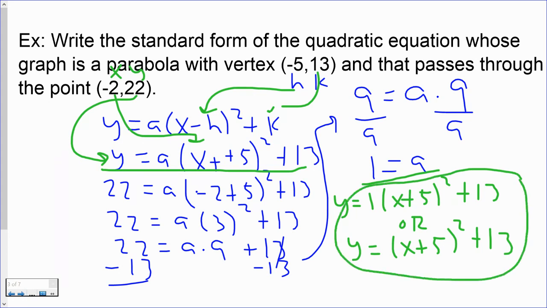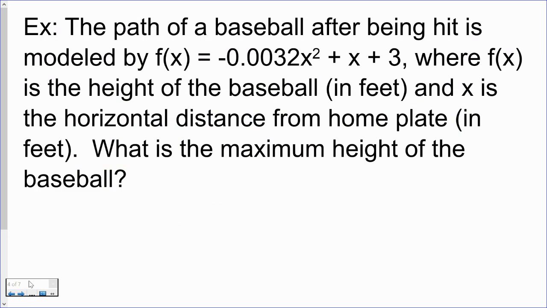So there's a second example of that one. Now we talked in the last video about how there are applications. So let's say we have a path of a baseball being modeled by this equation. So you see this is a quadratic. My highest exponent there, my degree, is a 2.